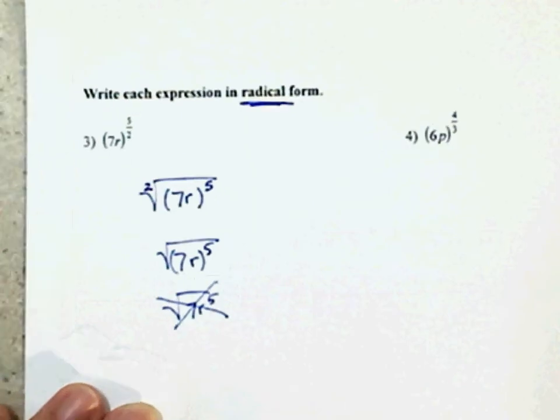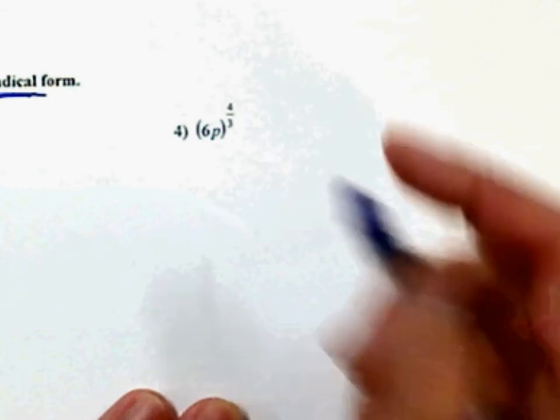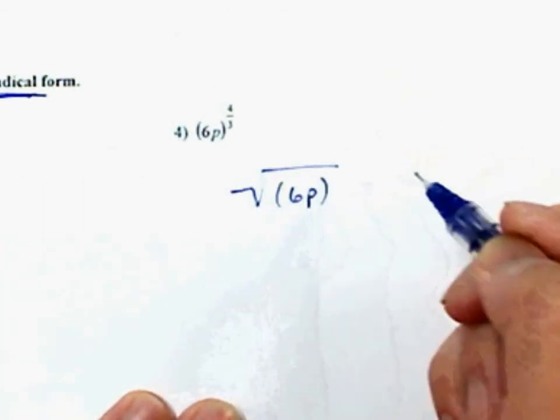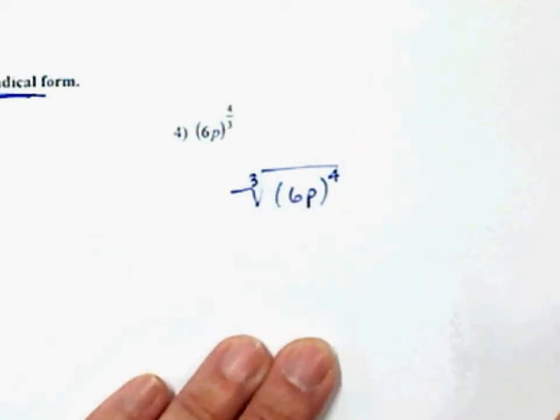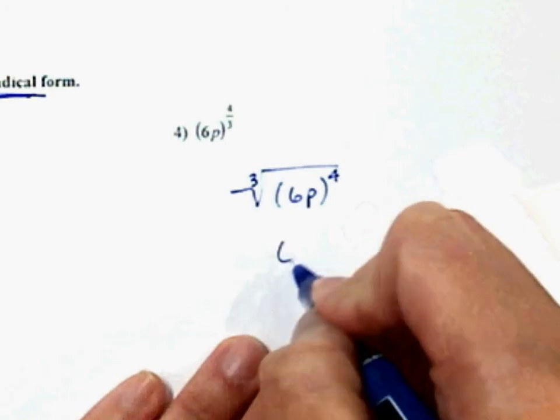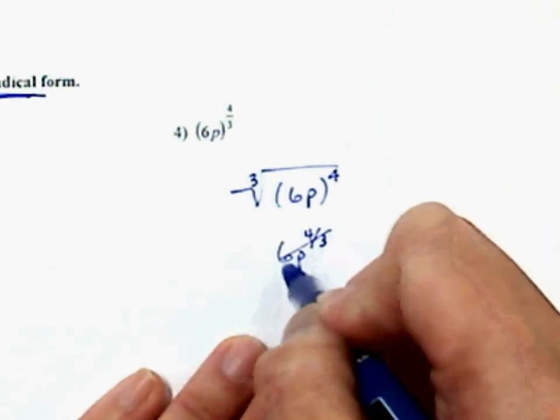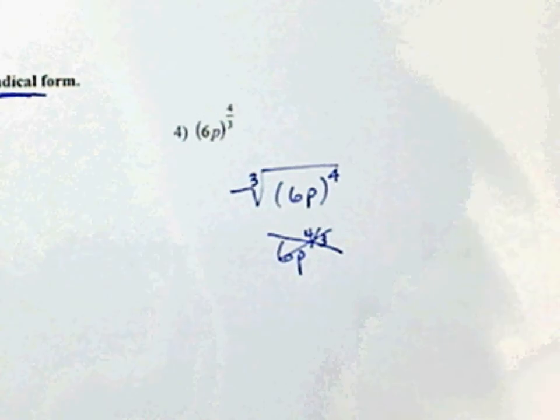All right. Make it a little bit bigger. Number 4. Okay? Draw your radical sign. Keep your 6 and your p together. Your exponent of 4, your root is a 3. If you just write it like that, that is wrong, because only p is being raised to that power. So that will make it wrong. Make sure you know the difference in the two. Right? And that's number 1 through 4.